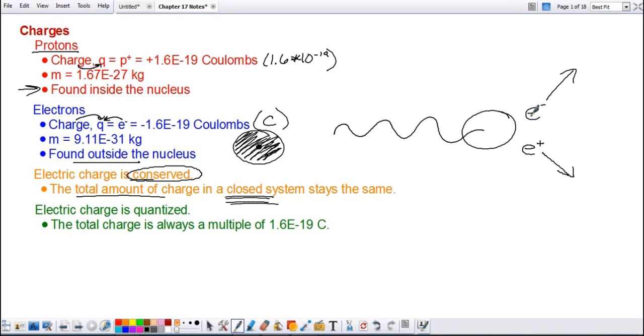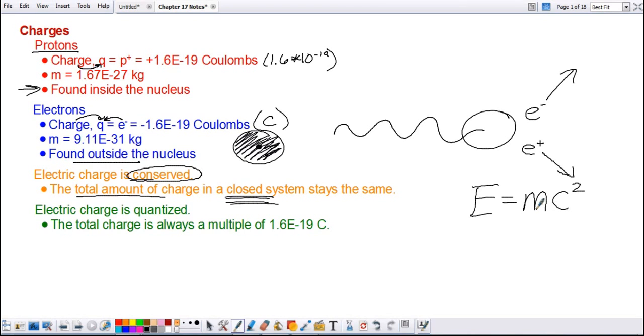Now, you might be saying, okay, well, the photon and the nucleus just created these two items. They created mass. I thought mass was supposed to be conserved. Okay? Mass is conserved in chemical reactions. This is a nuclear reaction. And Einstein said that energy is equal to mass times the speed of light squared. Okay? So energy can turn into mass.